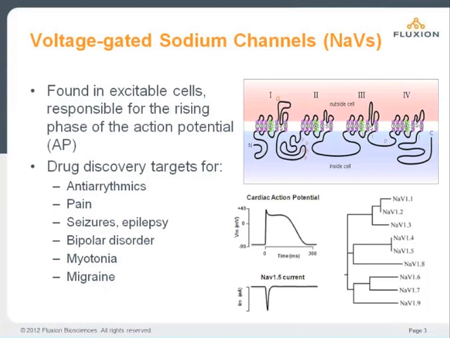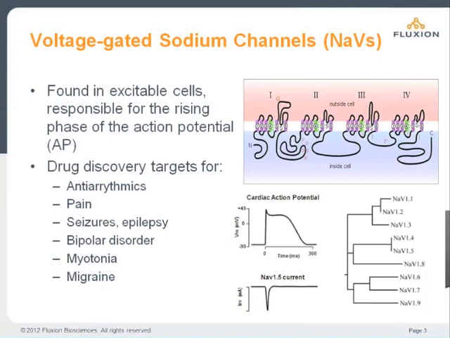With genetic mutations, both gain of function, which causes a hypersensitivity, and loss of function, which leads to an indifference to pain, indicating that blocking the NAV1.7 should be useful in treatment of pain. And Pfizer now has NAV1.7 specific compounds in clinical trials. Also, the NAVs are being pursued for seizure, epilepsy, bipolar disorder, myotonia, and migraine.